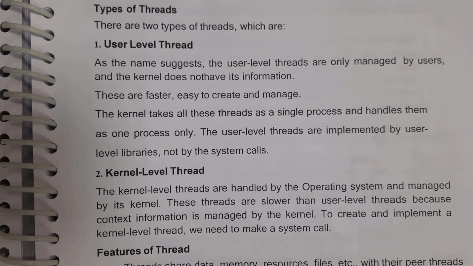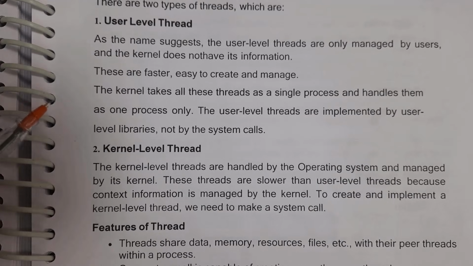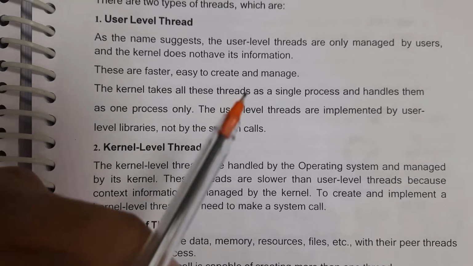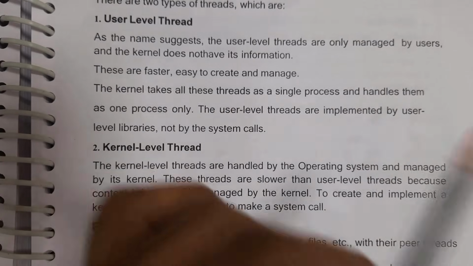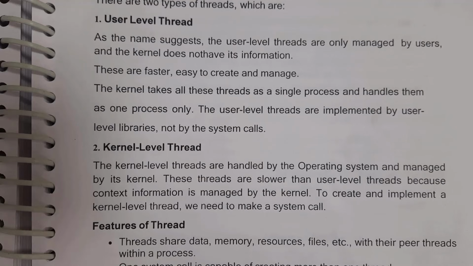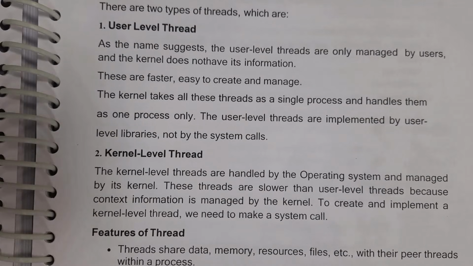The name itself says user level thread, threads which are managed by users, and the kernel does not contain this information. User level threads are faster, easy to create and manage. The kernel takes all these threads as a single process and handles them as one process only.